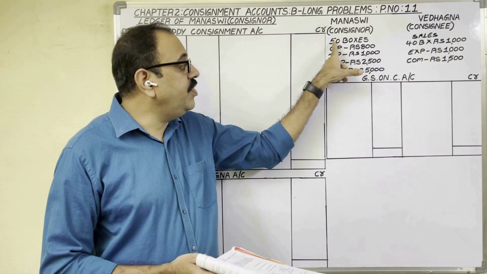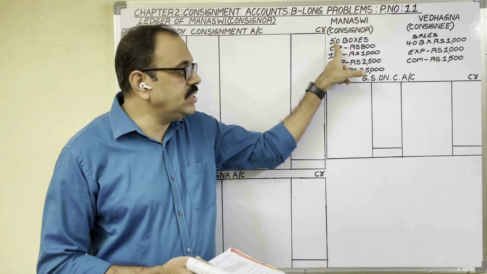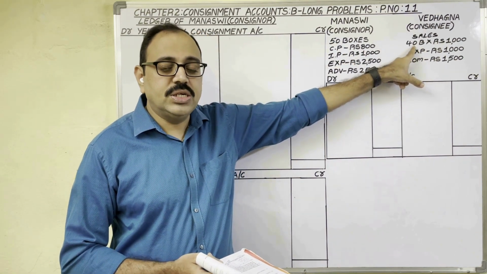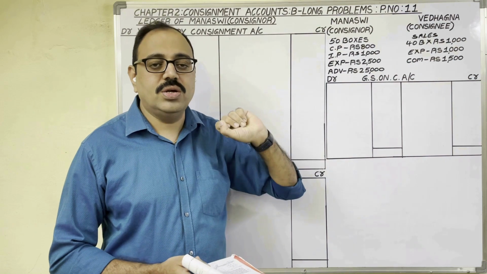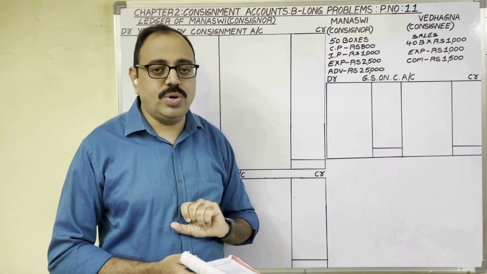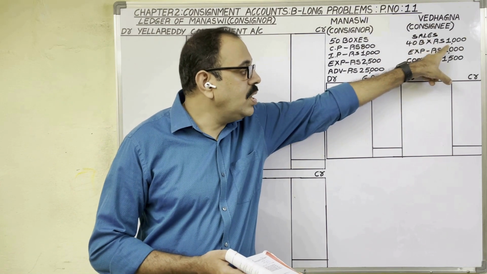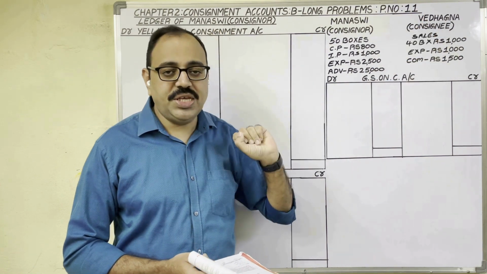The consignor sent 50 boxes on consignment basis, but the consignee sold only 40 boxes. So there is unsold stock. 10 boxes are unsold. These 40 boxes the consignee sold at the rate of 1000 rupees each.